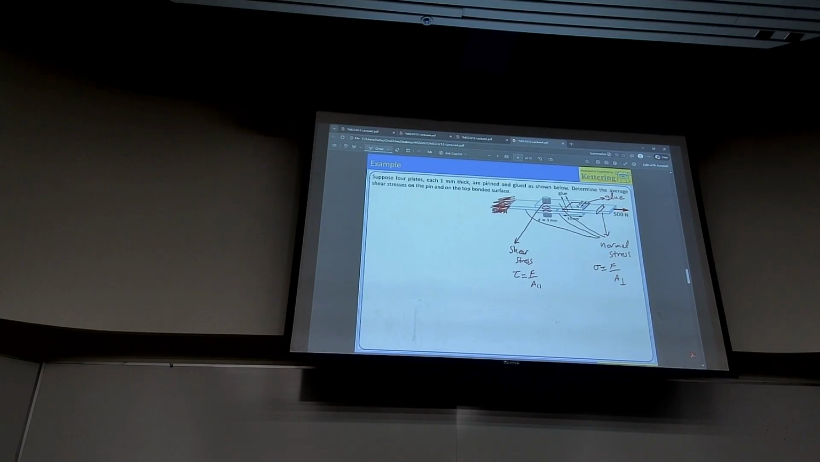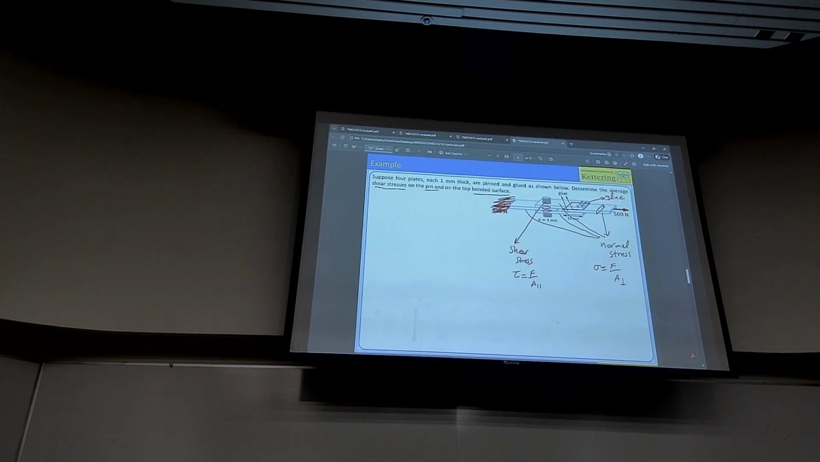So that's why it's asking for shear stress on the pin and for instance the top bonded surface. If I do not say shear and I say what's the stress value on the pin or let's say on the bonded surface, you should be really looking for the shear stress value, not this one. I hope this gave you a better picture.